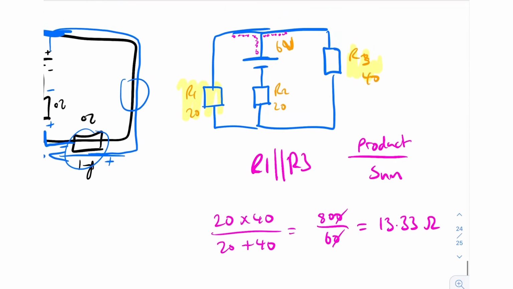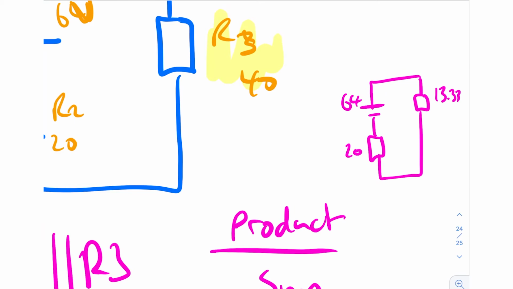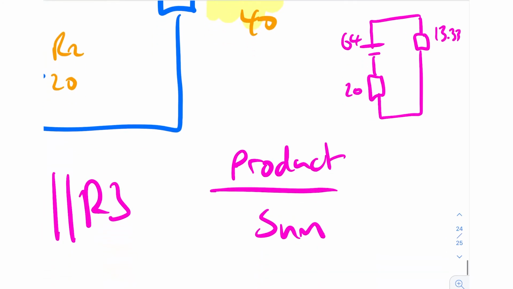So now you have a new circuit here, basically of battery, resistor, and then this combined resistor here. So you got 13.33, and you got 20, and then you got the 6-volt battery. You can see by looking at this one now that these two resistors are in series. You simply add them together, and you end up with a circuit like this. And that will give you 20 plus 13.33, which is 33.33 ohms.